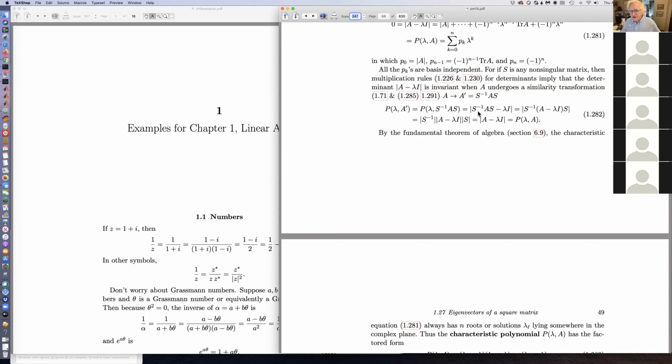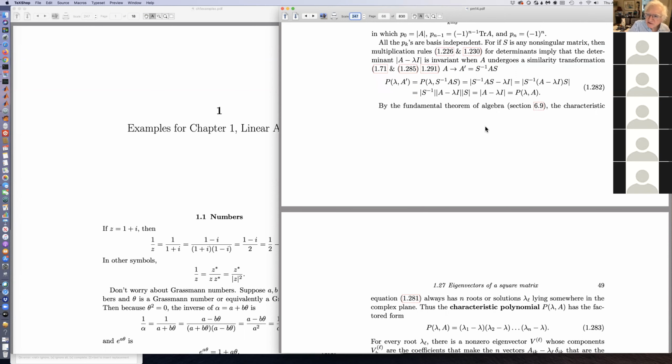what we have here then is S inverse AS minus lambda. You can then rewrite it this way. You know determinants of products of matrices are products of the determinants. The determinant of S inverse cancels the determinant of S, so we're just back to the polynomial. So it's simply the characteristic polynomial is basis independent.